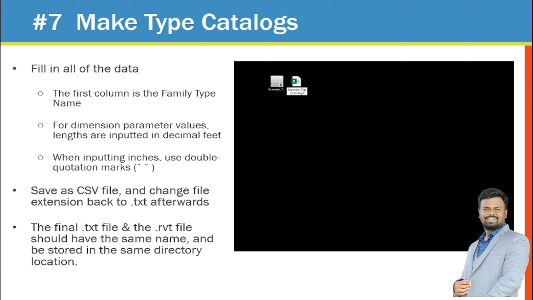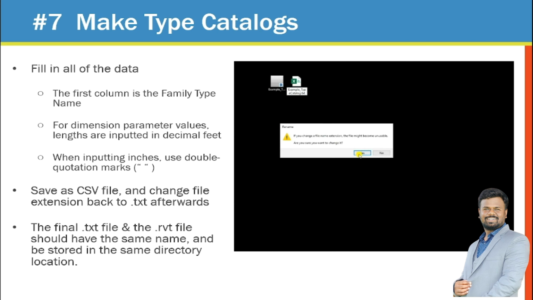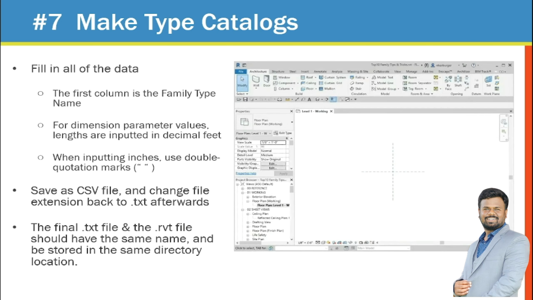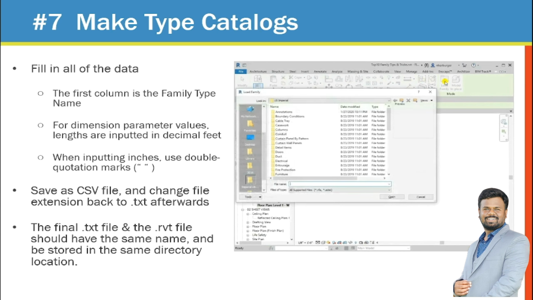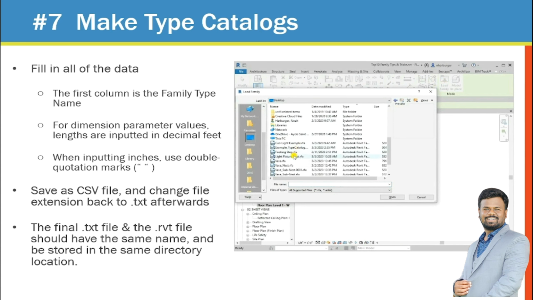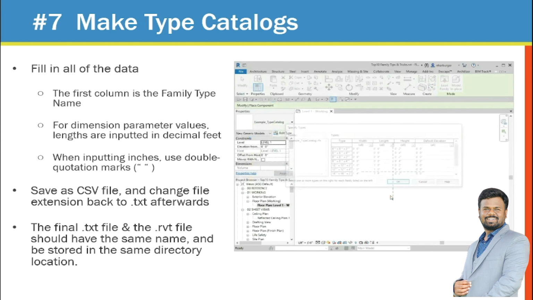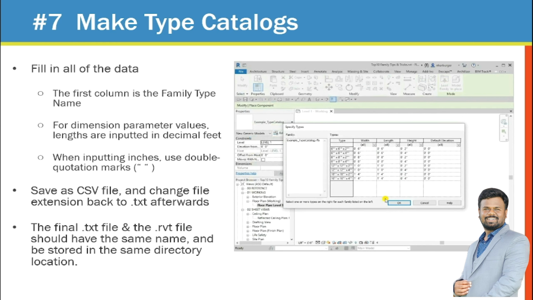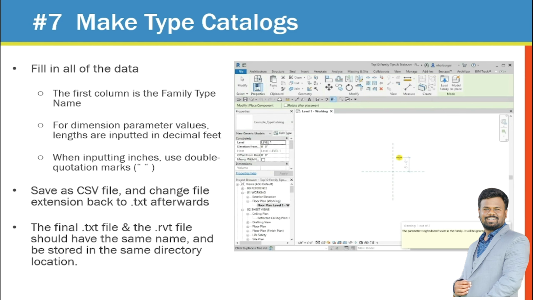You have to select that CSV file, edit it, and get rid of the CSV and replace it back with TXT. Now it's a text file again, and they have to be in the same spot with the same name. Okay, that's really important. Same spot, same name. Now when you load it in, go back down, load the file, hit open, it pops open this browser that allows me to pick the specific family types that I need for my project. There we go.